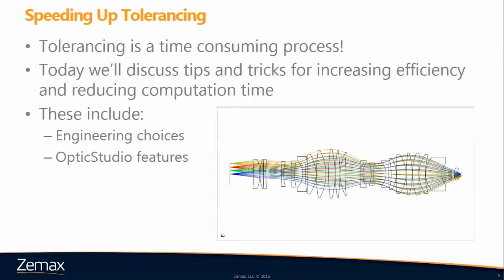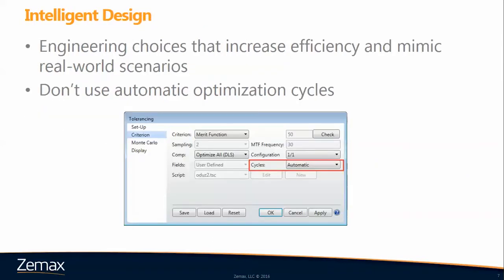There are a number of strategies, though, that can be used to reduce the time taken and the computation effort needed to complete this. Some of these are simply sensible design and engineering choices, and others are features that we've added into OpticStudio specifically to help reduce the computational complexity. So we'll start by talking about these engineering choices.